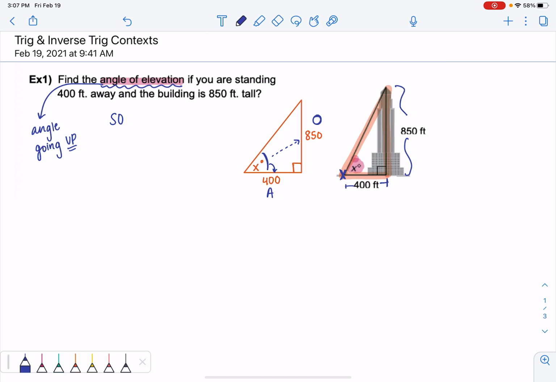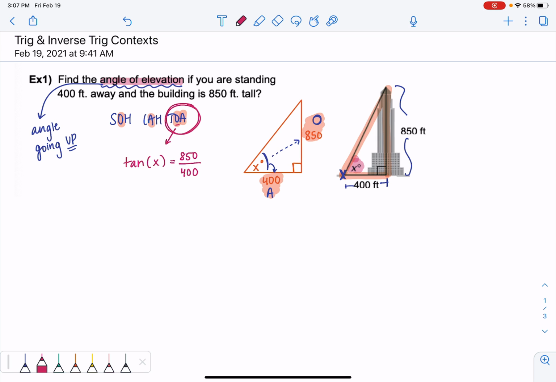Let's use SOHCAHTOA and see which trig function should we use. We have A, here's an A and here's an A, and we have O. Here's an O and here's an O. So we'll use TOA because that has A and O. Remember, this stands for tangent of our angle, which is X, equals O first divided by adjacent.